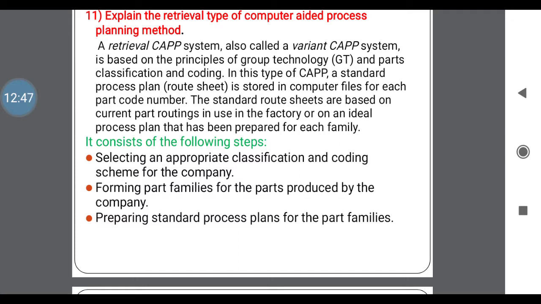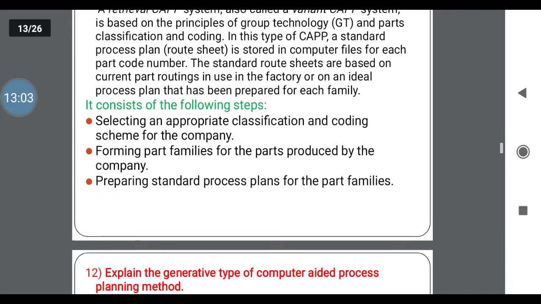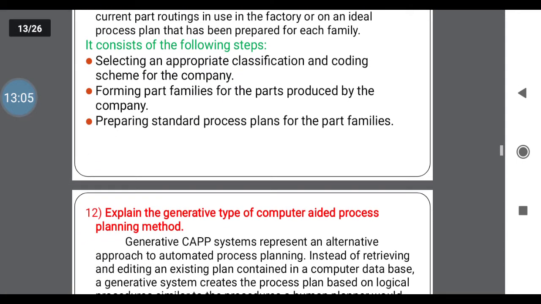In step one, selection, that is selecting an appropriate classification and coding. Next, forming the families, that is with respect to group technology. Third is preparing standard process plans with respect to that part. These are the three steps: selection, making the group, and analyzing the group for preparing the standard process plan for part families.